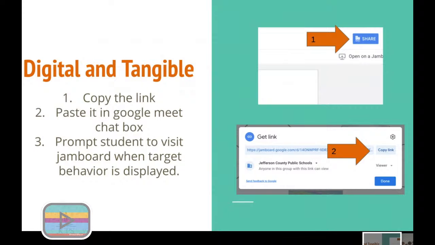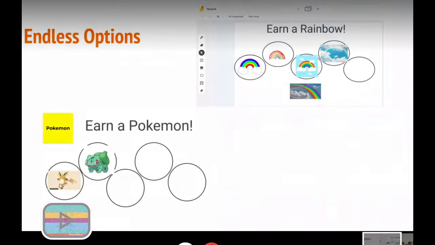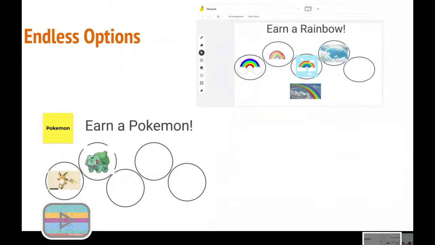So there's endless options for when you're using a Jamboard as a token system, because you are able to pick so many different images. The top is an example of rainbows. If a student really loves rainbows, you don't have to give them the same little picture of a rainbow every time. You can have a variety to make it more engaging for the student.